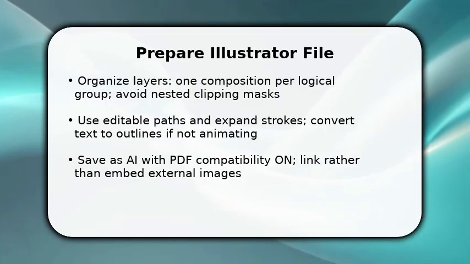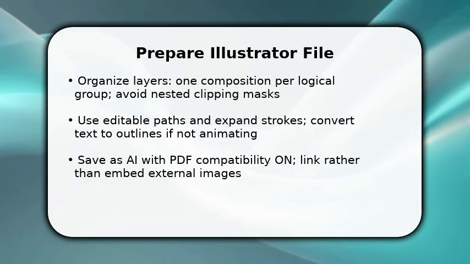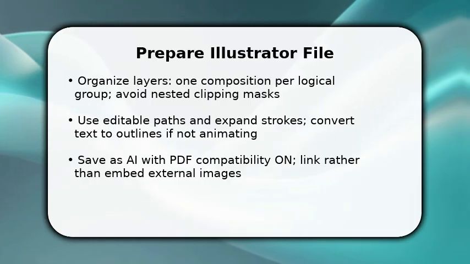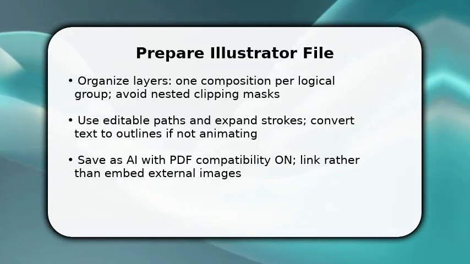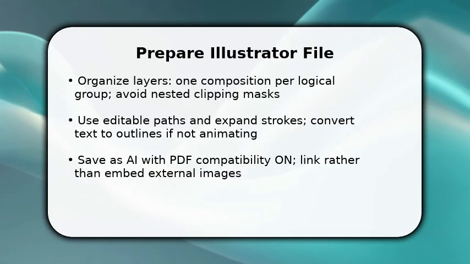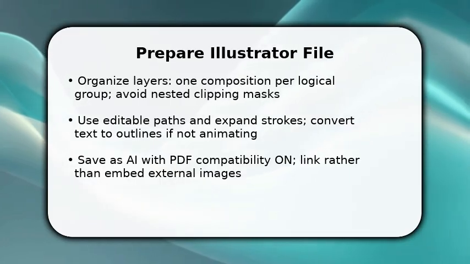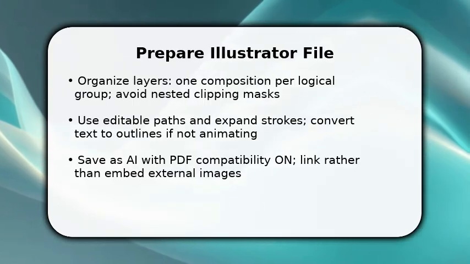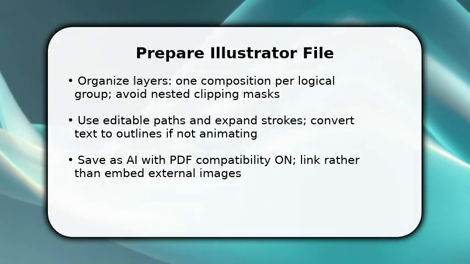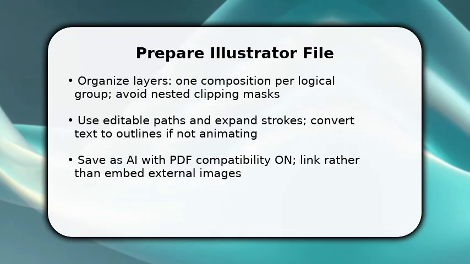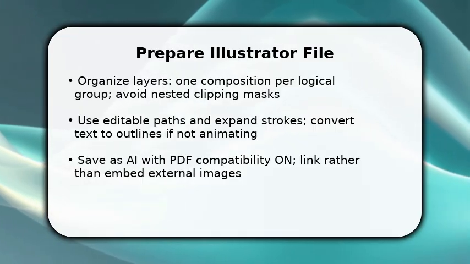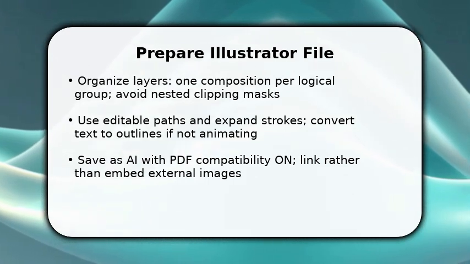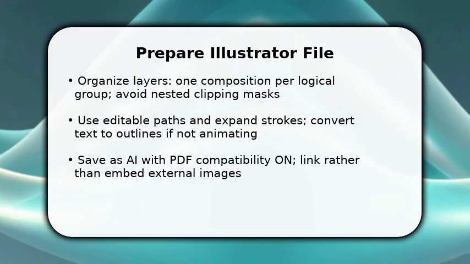You start by cleaning the Illustrator file so After Effects reads it predictably. Open layers, name them clearly, and separate elements you'll animate into top-level layers. This prevents surprises later. Make strokes editable and expand complex appearances, and decide whether text will stay live or become outlines. Once done, save with PDF compatibility enabled and keep linked assets in a single folder. These steps reduce import errors and make layer correspondence straightforward when you bring the file into After Effects.